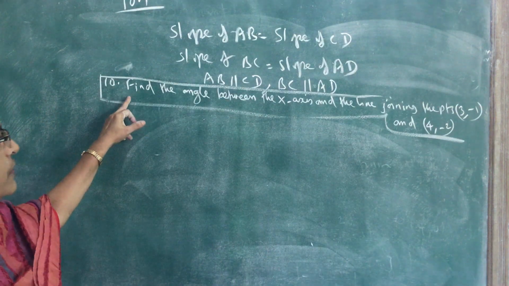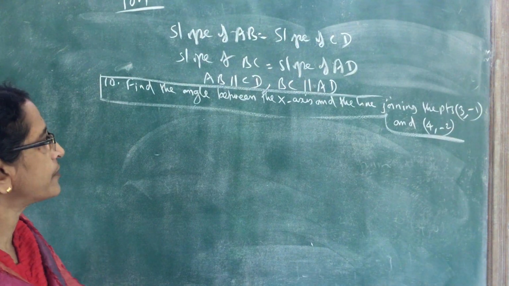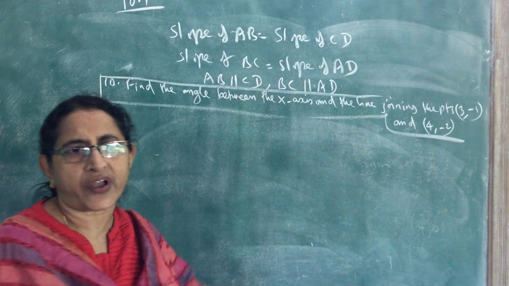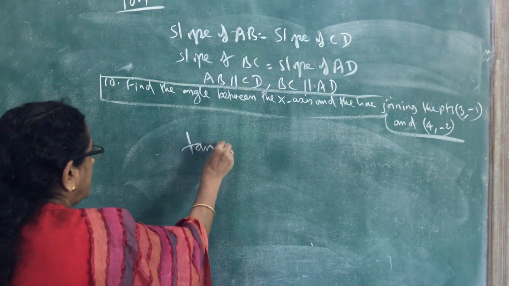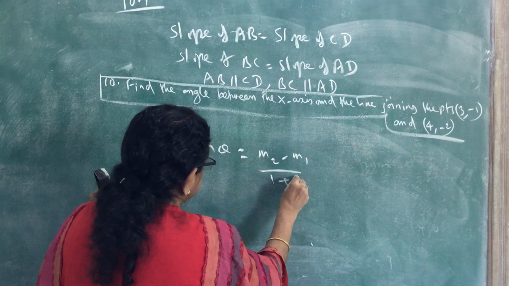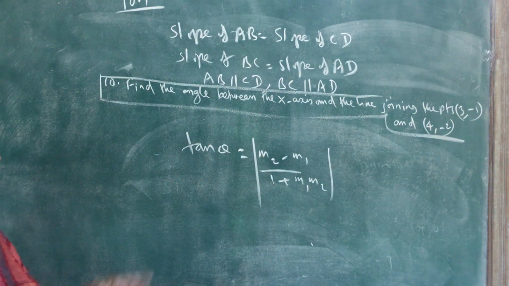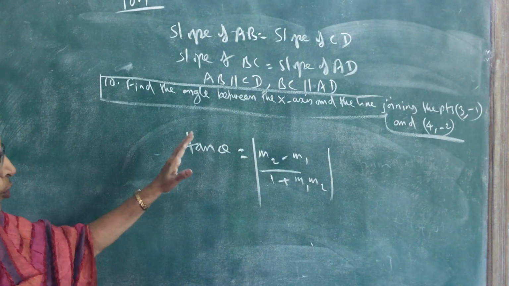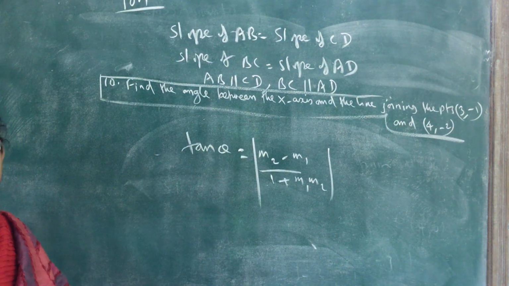Now consider the 10th one. Find the angle between the x-axis and the line joining the points (3, minus 1) and (4, minus 2). So to find the angle between 2 lines, we can use this formula: tan theta equal to (m2 minus m1) divided by (1 plus m1 m2). To find the acute angle between the lines, we use modulus. So tan theta equal to modulus of (m2 minus m1) by (1 plus m1 m2), where m1 and m2 are slopes of the lines.